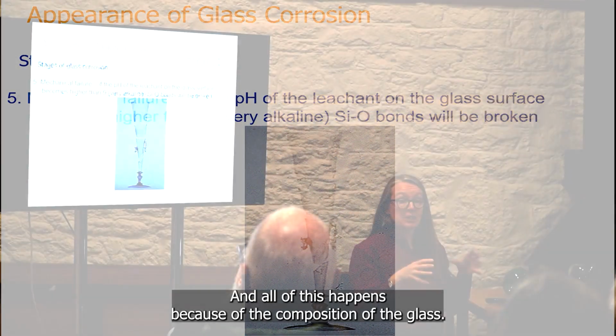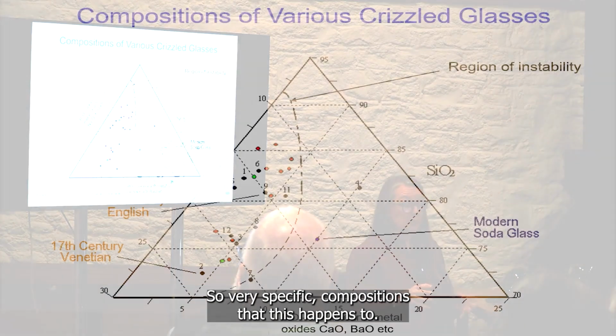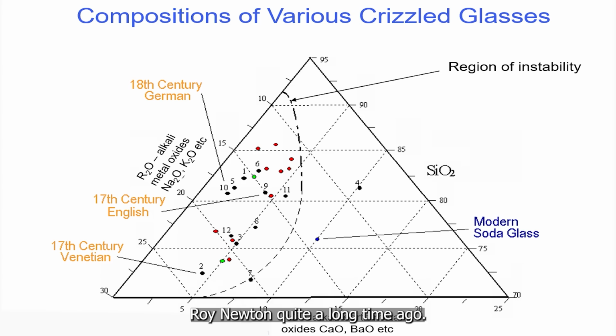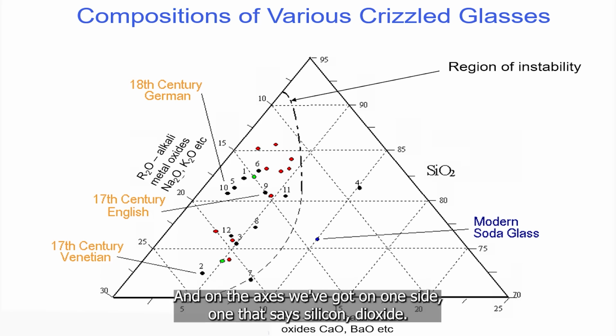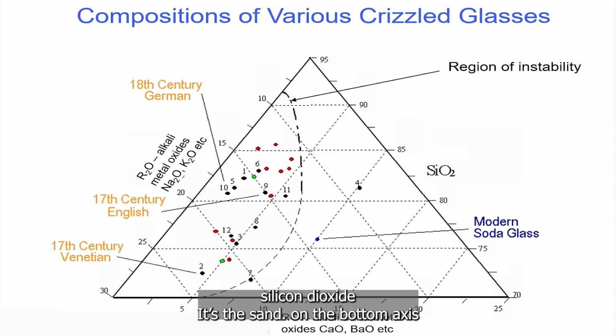All of this happens because of the composition of the glass. So there are very specific compositions that this happens to. This is a composition triangle that was developed by a man called Roy Newton quite a long time ago. On one axis we've got silicon dioxide. That's your main former of glass, silicon dioxide, this is the sand.